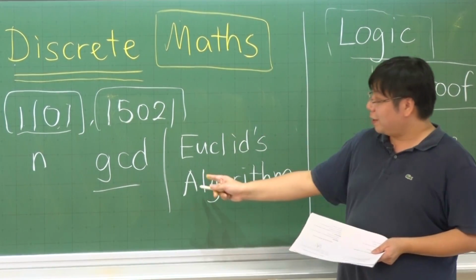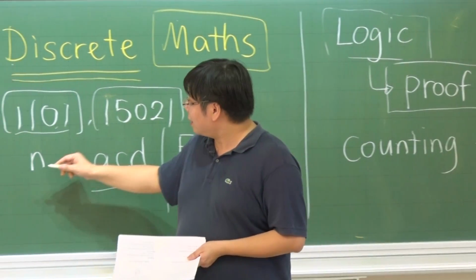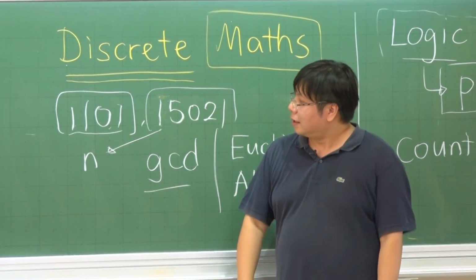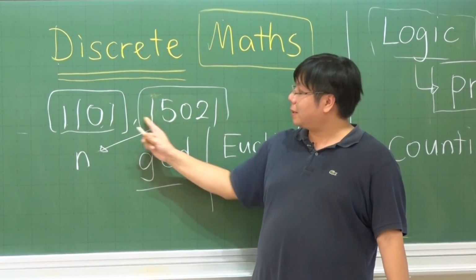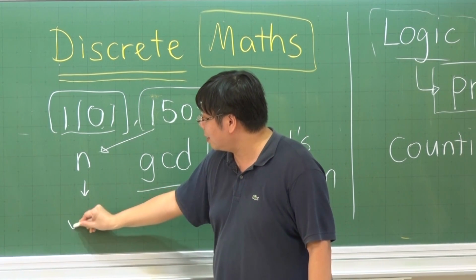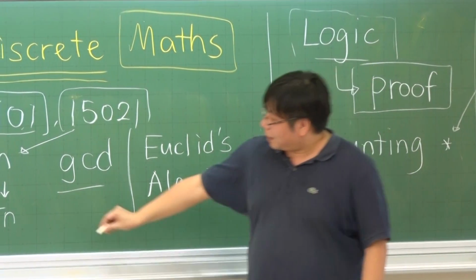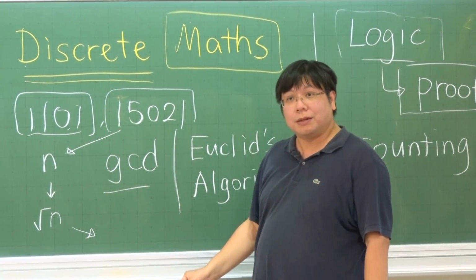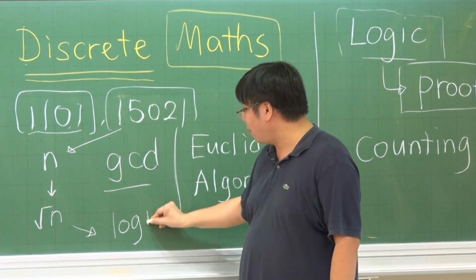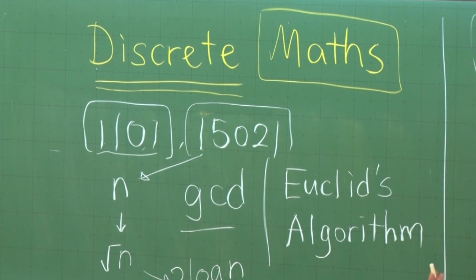But if we use this clever method called the Euclidean algorithm, let's say n is the larger number. One method is to try all the numbers less than this number, so it is order n time. We can make it faster to, say, square root of n time. But using the Euclidean algorithm, we can make it even smaller, like log n or 2 log n time, something like this. Then this is very fast.